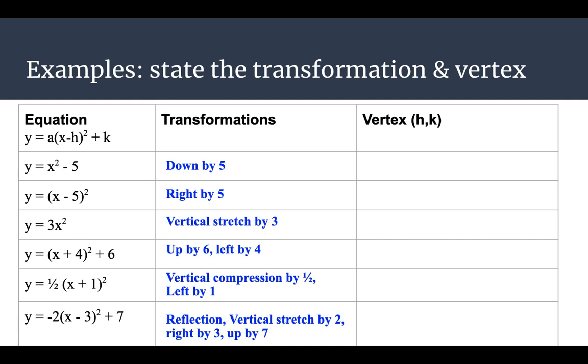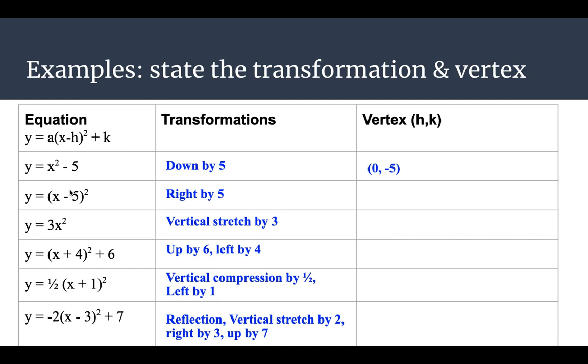Now let's take a look at the vertex. Remember, for the vertex, we just need to pull out what our h is and what our k is and put it in the form (h, k), and that gives us the coordinate of the vertex. For the first one, notice how we don't have x minus something. So that means h is 0 and our k is negative 5. So our vertex is (0, negative 5).